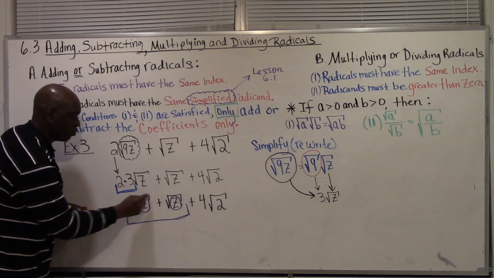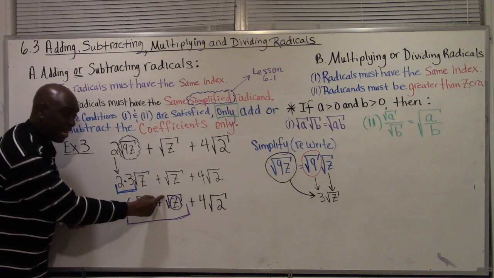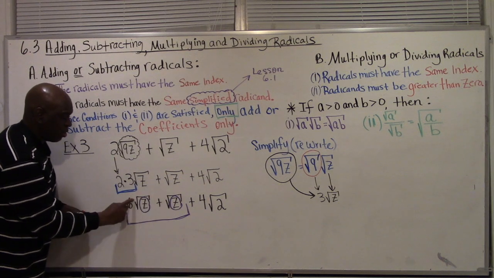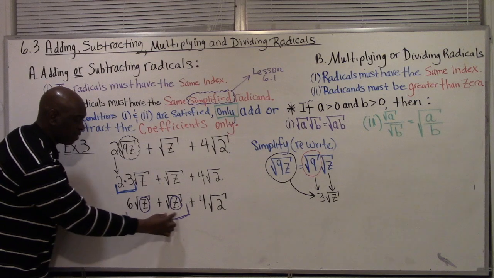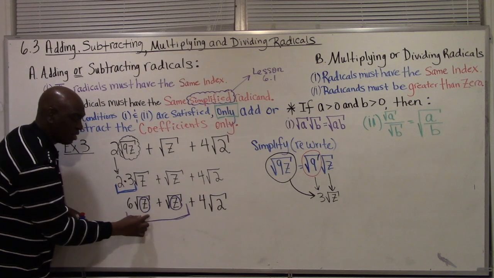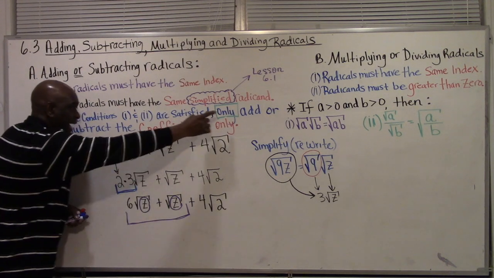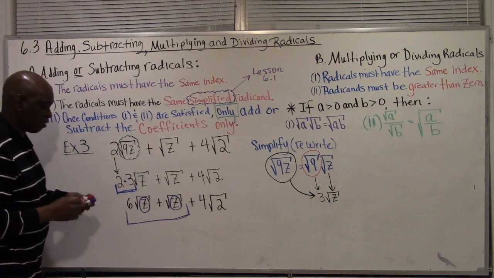2, 2, 2, 2. See that? 2, 2 by default. There's a 2 there. 2 right here, 2 right there. Same index. Have the same argument of radicand. They're the same. Z, Z. So all you do now is add or subtract the coefficients.